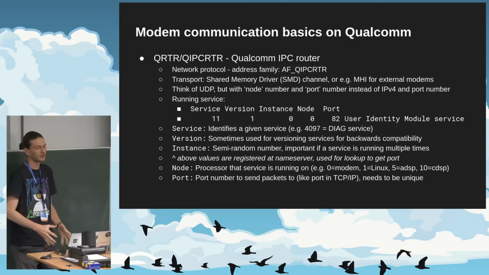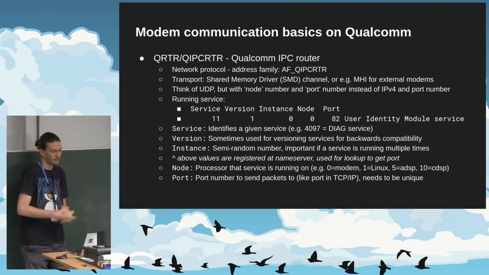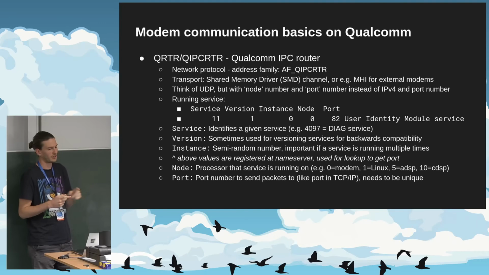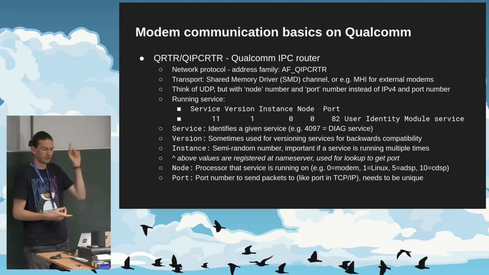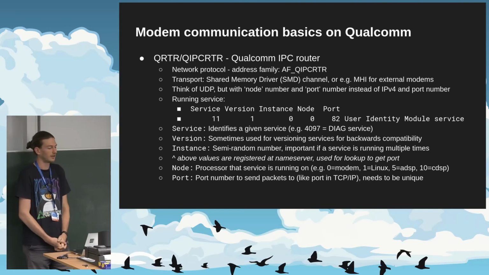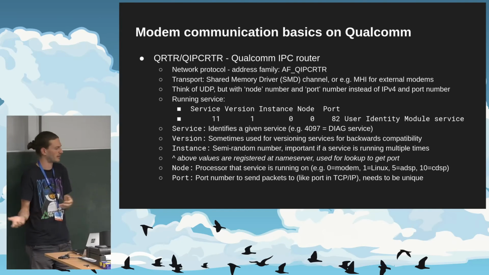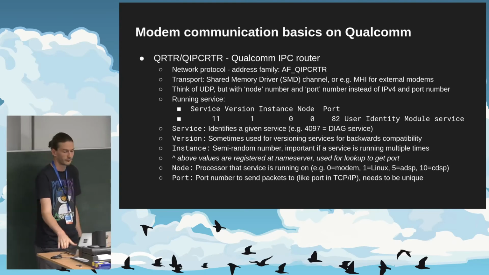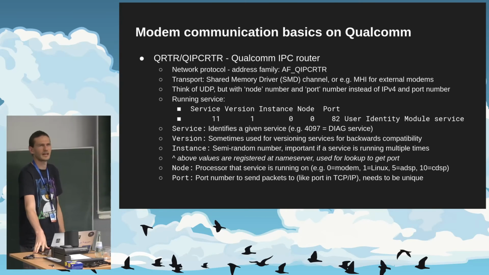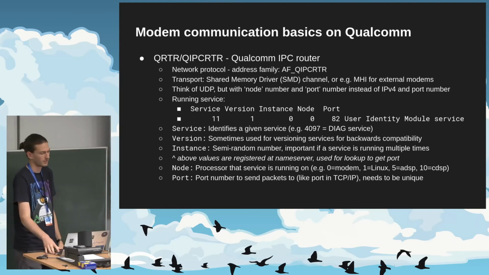A side note: on older Qualcomm phones, for example Snapdragon 801, you can also use QMI, which I'll cover in the next slide, over a different transport, directly over SMD channels, similar to how QRTR is running over in phone cases. But there it's skipping the network layer, and it's using a slightly different way to do it.